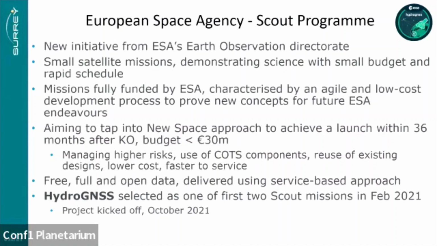So the mission was selected as one of the first 2 SCOUT missions. There were something like 16 proposals, and HydroGNSS was selected as one of the first 2. And the project was kicked off just under a year ago in October 2021.